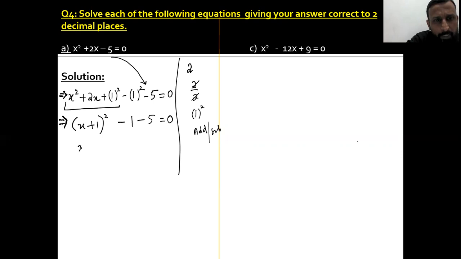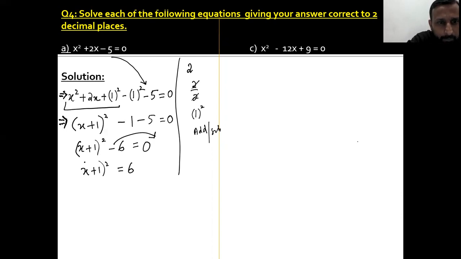Okay, so look at this. What do I have now? X plus 1 the whole square minus 6 is equal to 0. Now I can shift this 6 to this side. X plus 1 the whole square equals 6, right? So what we need to do, this is the same method which we did earlier in yesterday's class, that was the taking square root method. As we can see, the left hand side is x plus 1 the whole square.